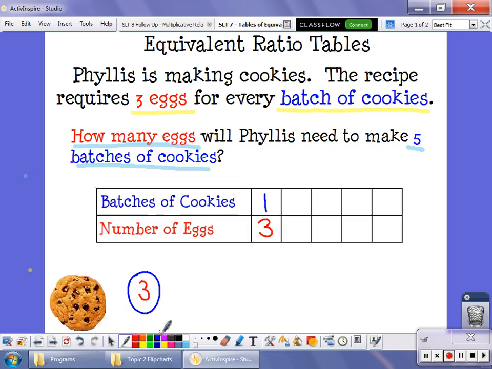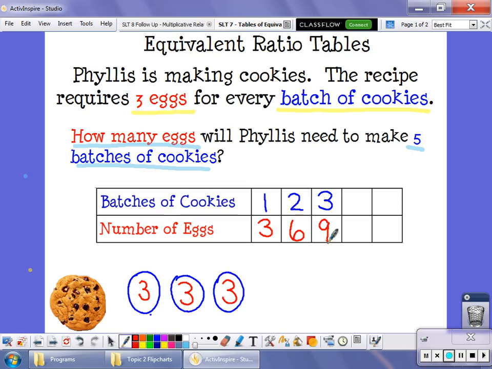Now, if she were to make 2 batches of cookies, that's like having 2 batches of cookies here. Each batch of cookies has 3 eggs, so it's 3 eggs and 3 eggs, which gives me a total of 6. We can do the same thing. If she makes 3 batches of cookies, that's like having 1, 2, 3 batches of cookies. Each batch takes 3 eggs, so that would be 3, 6, 9 eggs total.